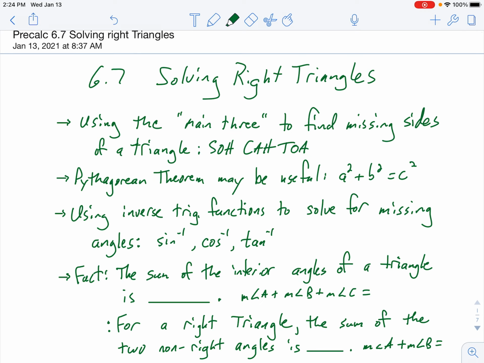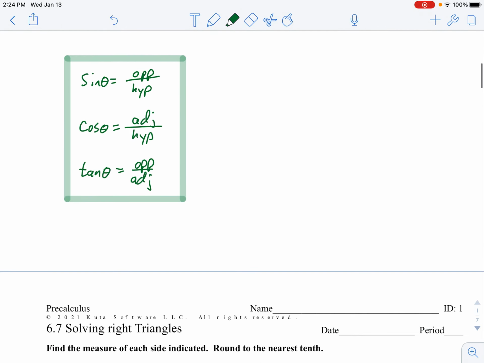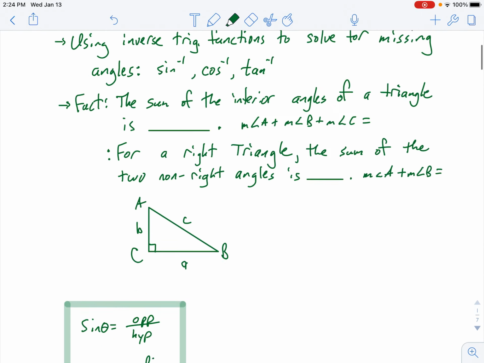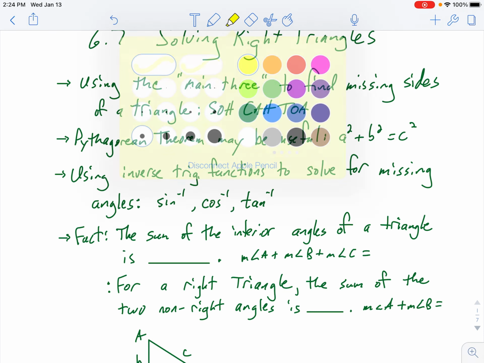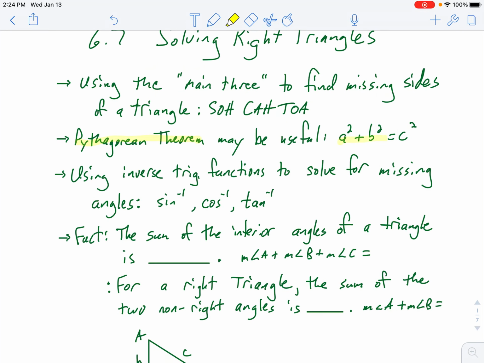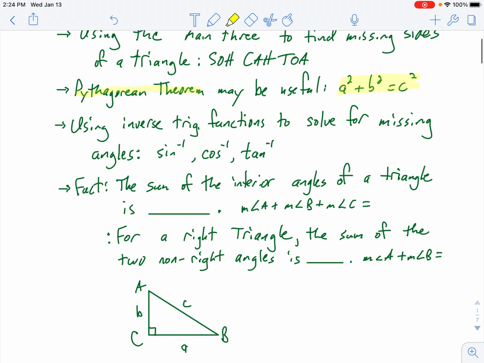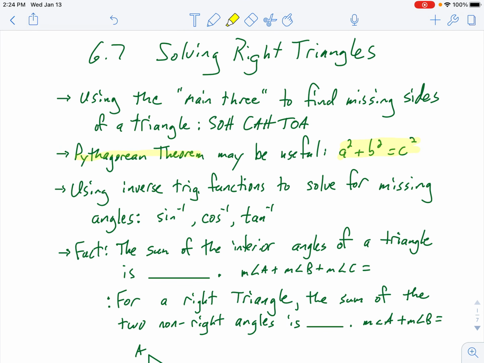We've previously covered all 6 trigonometric ratios. When you solve right triangles, you usually use the main 3, or SOHCAHTOA, so sine, cosine, and tangent, and I rewrote those out here in a little box just for reference. Also when solving triangles, the Pythagorean theorem may be useful. That's your standard a squared plus b squared equals c squared when you apply it to a right triangle. We will be using inverse trig functions to solve for missing angles.